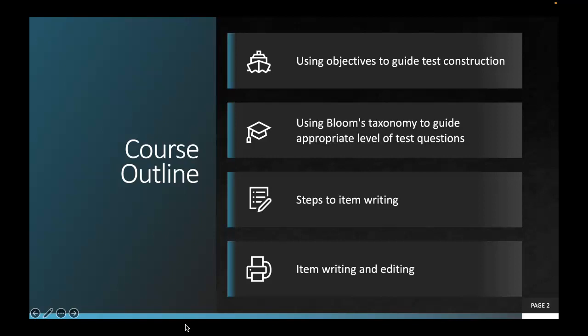In this course, we're going to talk about using objectives to guide test construction, how to use Bloom's taxonomy to guide appropriate level of test questions, the steps to item writing, and then you'll have some hands-on time to do some item writing and editing of test questions.